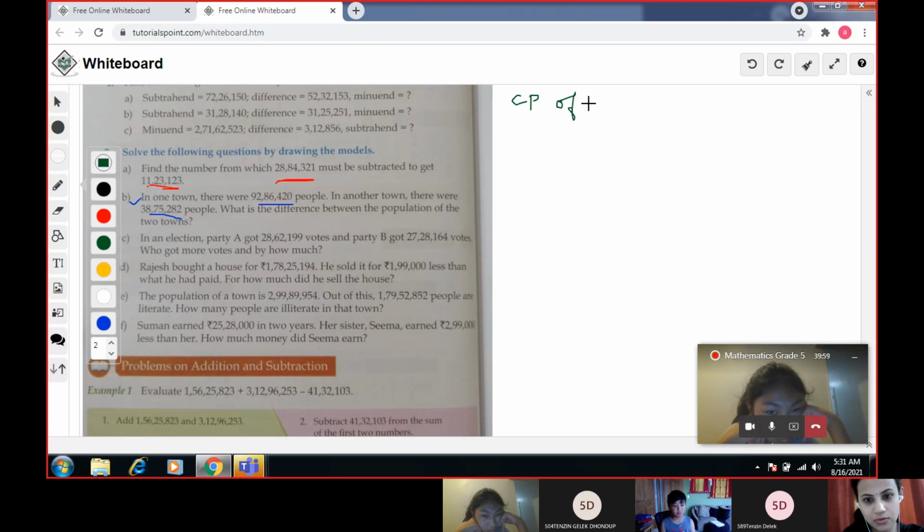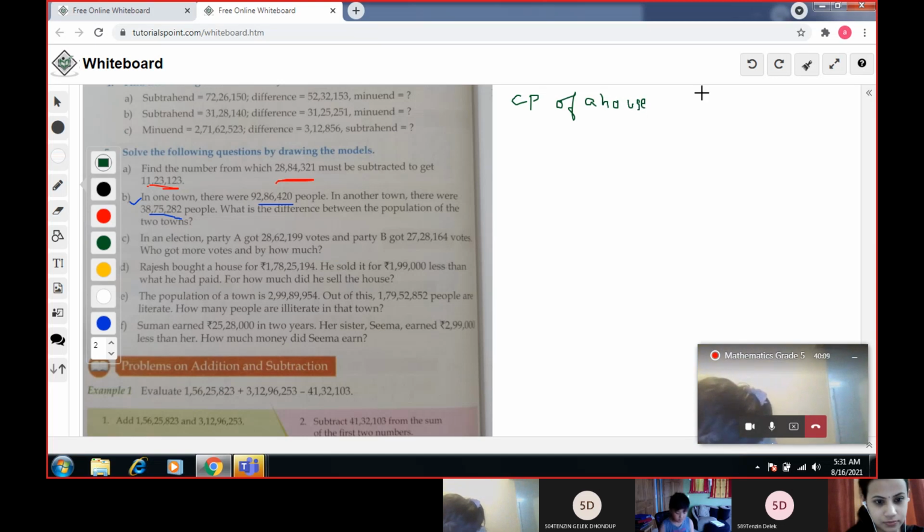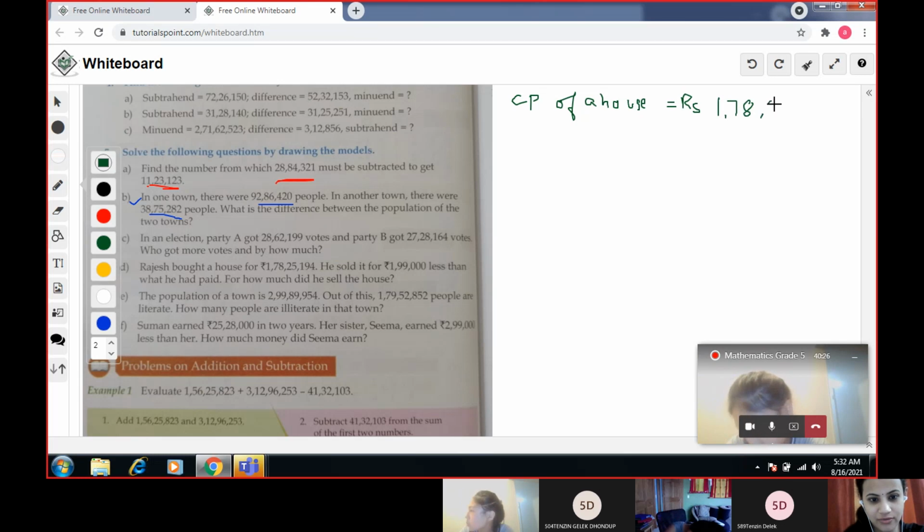Cost price of a house, because this is the price at which he bought a house. So it will be rupees. Here it is written in rupees. Okay. So 1 crore 78 lakh 25,194.